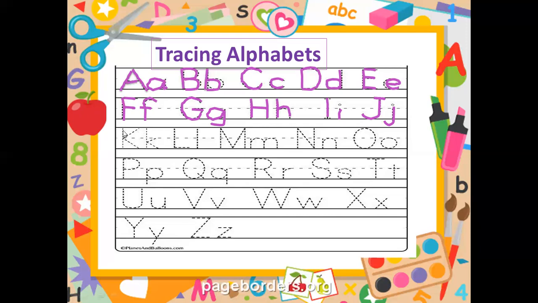For the K, first of all, you will draw a standing line from top to the bottom, and then a slanting line from the top to the middle, just like this. And then from the middle to the bottom, another slanting line.